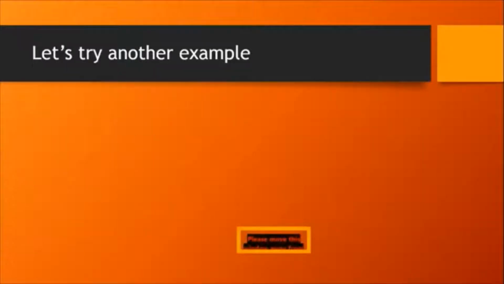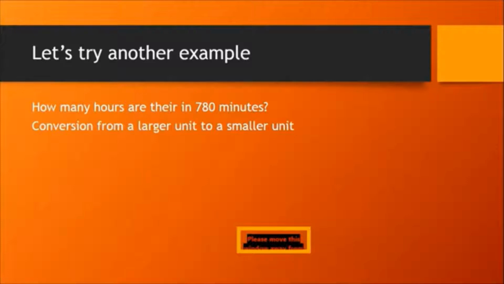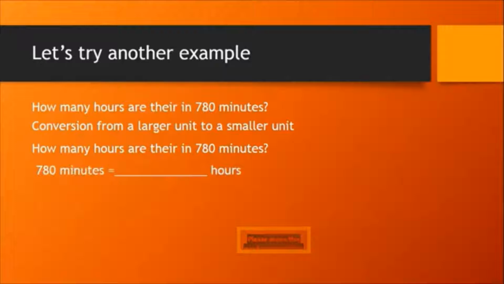Let us try to have another example. How many hours are there in 780 minutes? This is still conversion from a larger unit to a smaller unit. The question is, how many hours are there in 780 minutes? So this time, we are going to convert 780 minutes to hours. We all know that 60 minutes is equivalent to 1 hour.